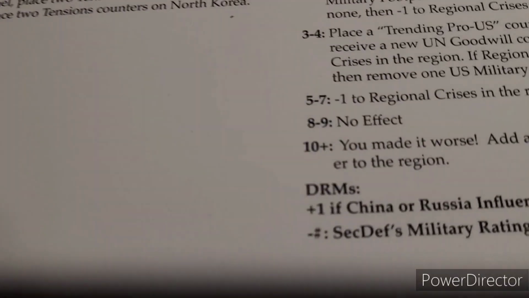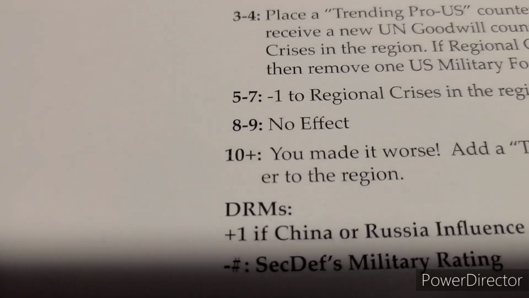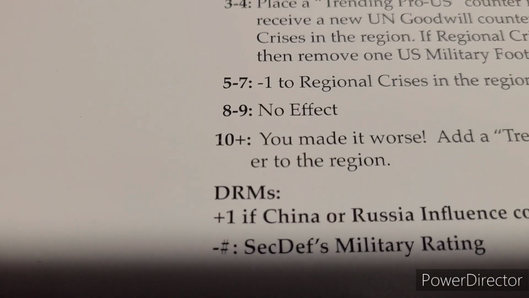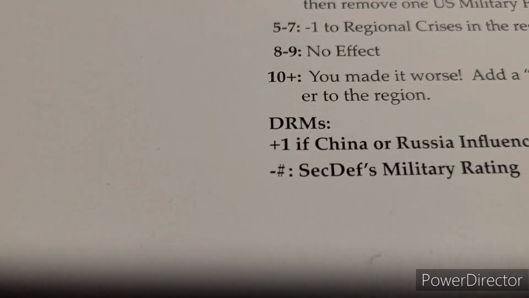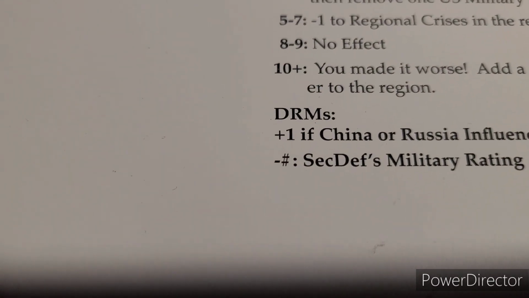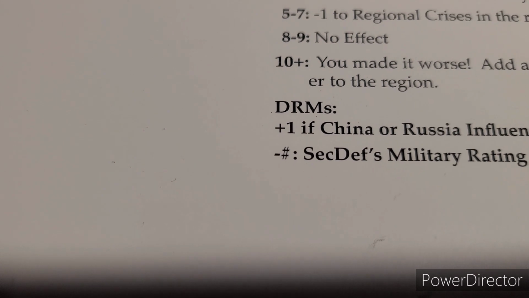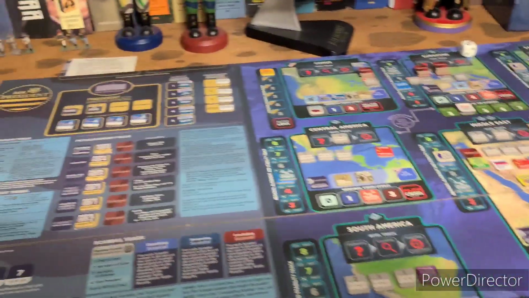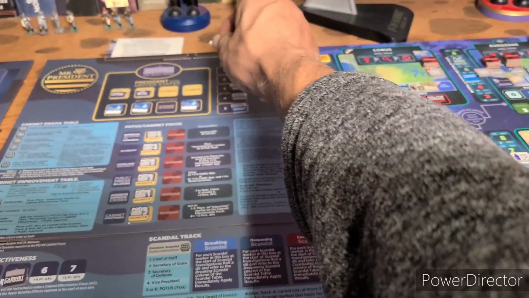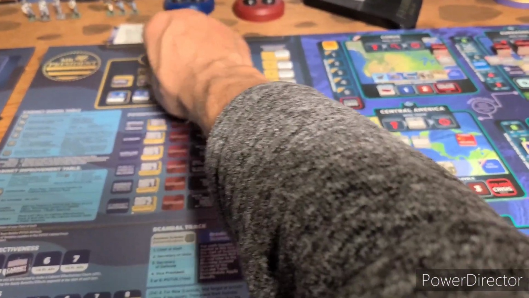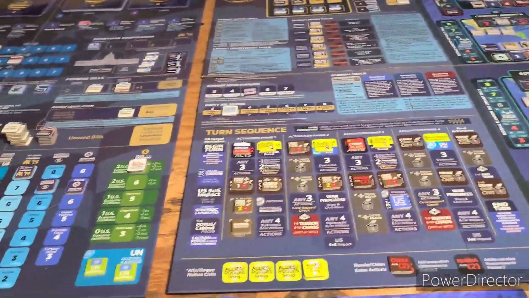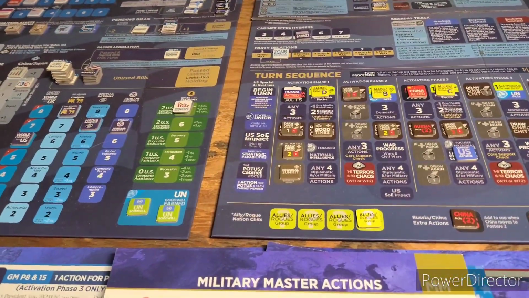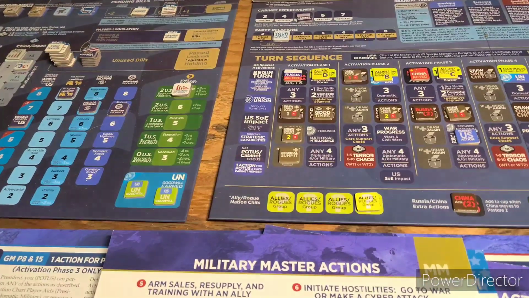We got a die roll and modifiers. In the Eurozone, there are 1 Russian influence and 2 China's. So, +1 if China or Russia has a counter in the region. So we got a +1 on this, but minus my Secretary of Defense's rating. Defense rating is 1, so we're rolling with no die roll modifiers, which will negate their +1 for them having influence in the region.